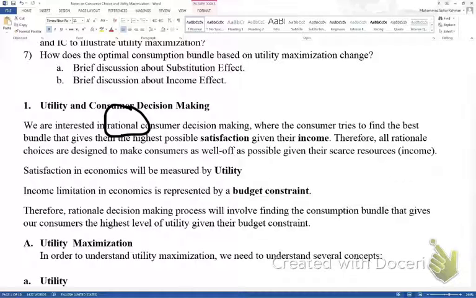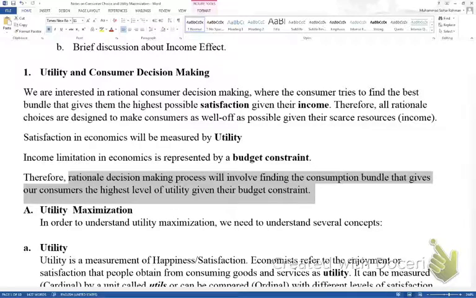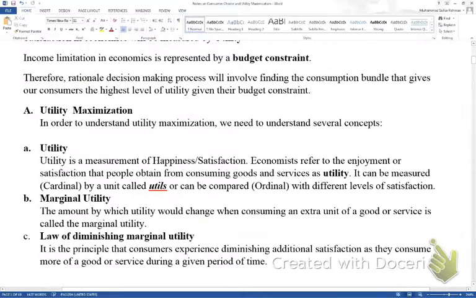Okay, so before we look at each of them separately, let's get a very precise idea about what we are about to look at. All the rational decision making process that we are going to look at will involve finding the consumption bundle that gives our consumer the highest level of utility given their budget constraint. So that's what we want to do. We are now in the process of trying to understand utility maximization.